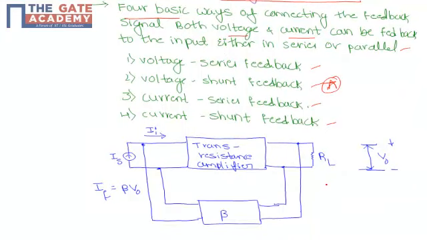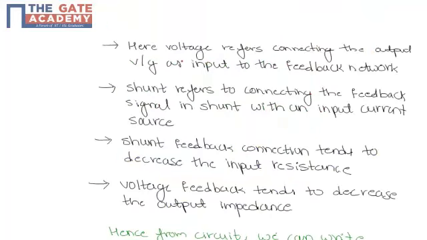This is the diagram for voltage shunt feedback. It has a transistor amplifier with a beta factor, a current source Is, and a load resistance RL. Here If is equal to beta into V0. At the output side it will be V0. In the circuit, voltage refers to connecting the output voltage as input to the feedback network.